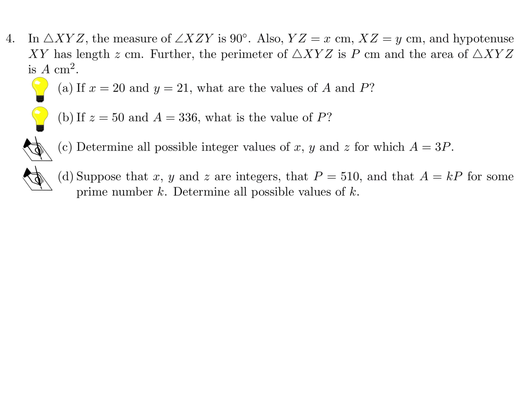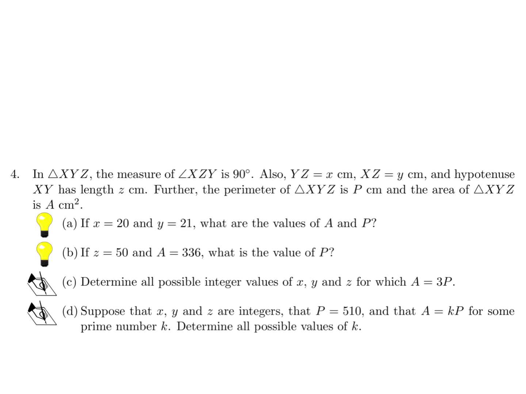In triangle XYZ, the measure of angle XZY is 90. Also, YZ is x, XZ is y, hypotenuse is z. Perimeter is P, area is A. All right, so let's draw the first one. That's going to be a triangle like this. So we have Z, Y, and X. This is y, this is small x, and this is small z, and this is the right angle. So x is 20, and y is 21.